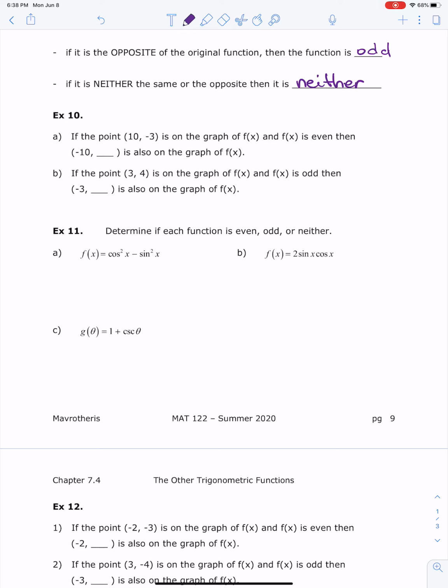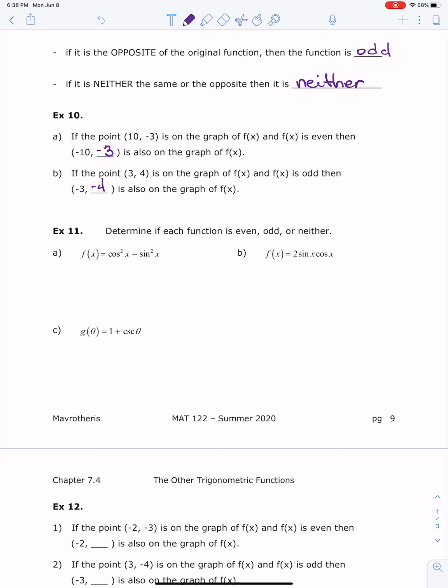So exercise 10, and we've done this before in the notes. We've got a point (10, -3) on the graph of f of x. If we know that f of x is even, that means the opposite input gives us the same output. So we know that (-10, -3) is also on the graph. B, if the point (3, 4) is on the graph and the function is odd, we know that the opposite input gives us the opposite output.